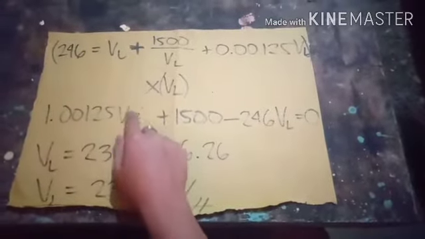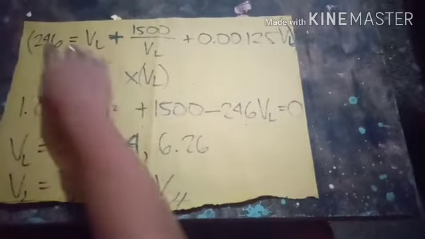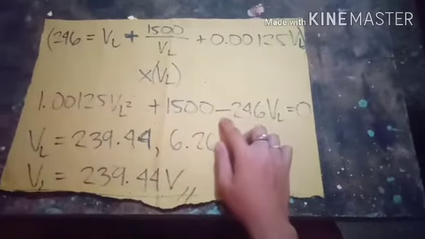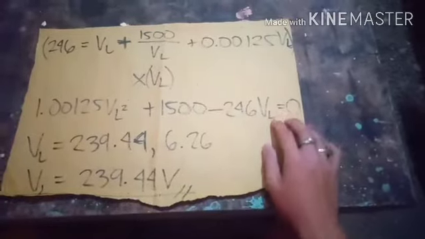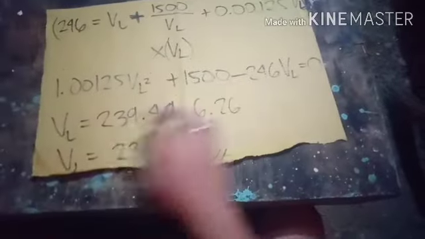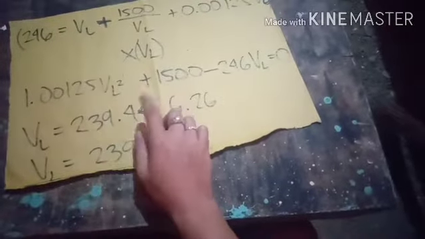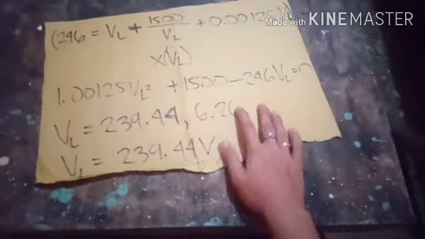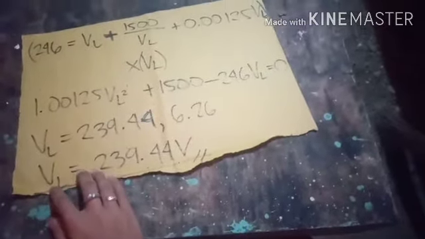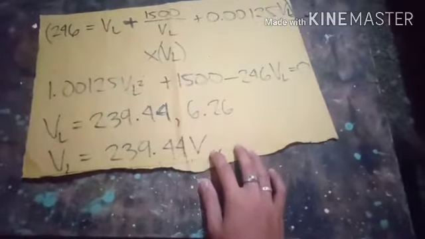1.00125 VL squared plus 1,500 minus, since we transposed it here, it becomes negative because it was positive, 246 VL, which we also multiplied by VL, equals 0. So the answers are 239.44 and 6.26. The voltage we are looking for is the bigger one, so the load voltage is equal to 239.44 volts.